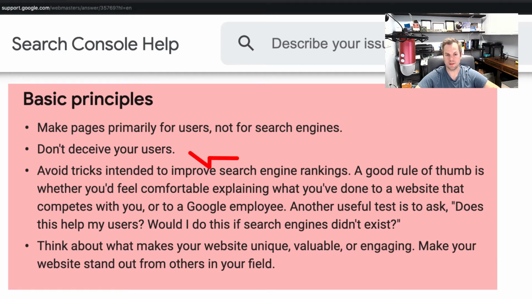The second point is deceiving users. We've all experienced this dating back to the early days of having access to the internet, of seeing something, an ad or something, and clicking on it and being taken somewhere and saying, this isn't what I wanted.